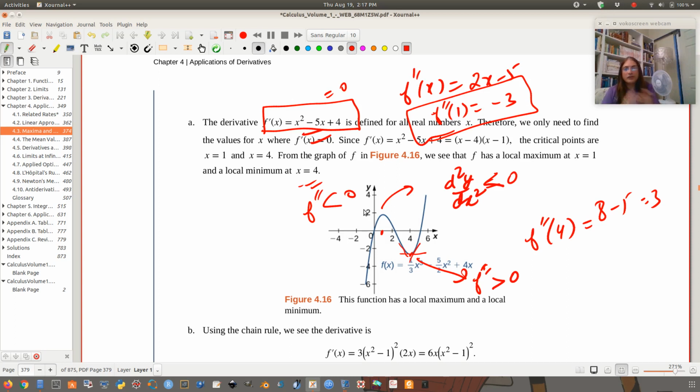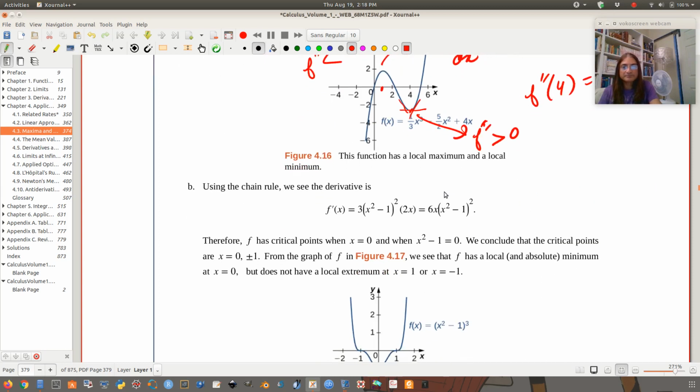So when you are given a function, find the formula for its derivative, make it equal to 0, solve the equation, find the critical points, and at each critical point you can try the second derivative and see if you get a sign. If second derivative is also equal to 0, then it doesn't tell you whether it's a local minima or a local maxima.